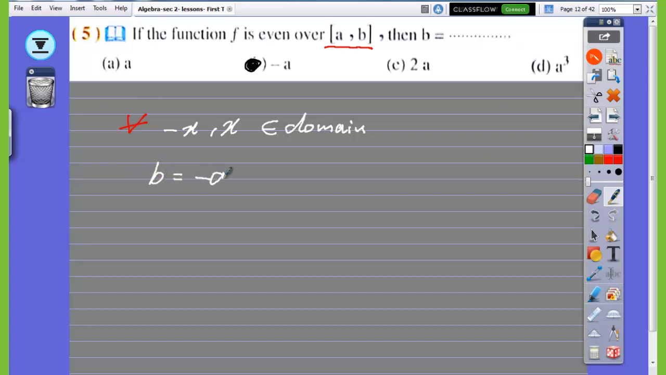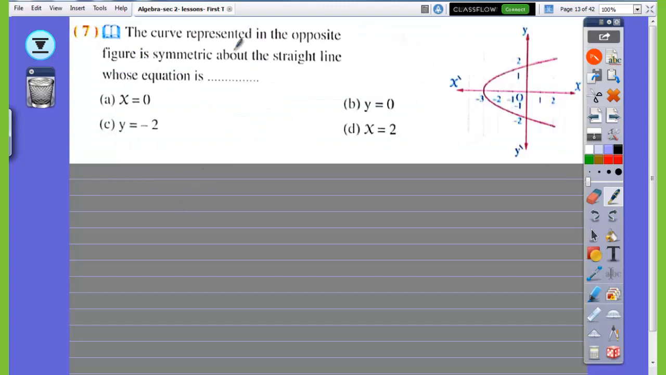equals negative a. Here the curve represented in the opposite figure is symmetric about the straight line whose equation is: x equals 0, y equals 0, y equals negative 2, x equals 2. First, we must remember that the equation of the y-axis is x equals 0, and the equation of the x-axis is y equals 0.